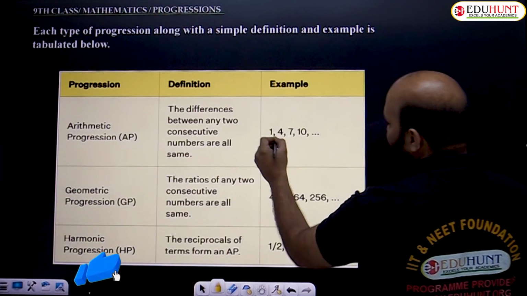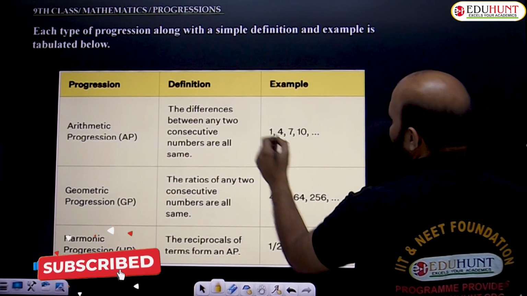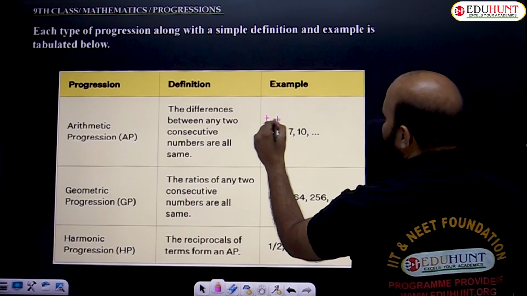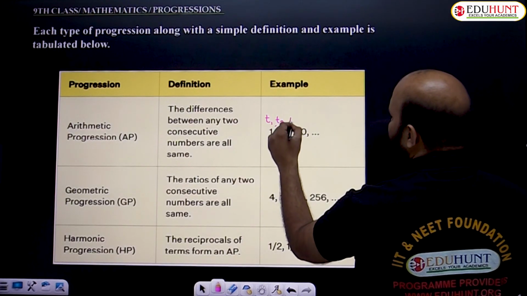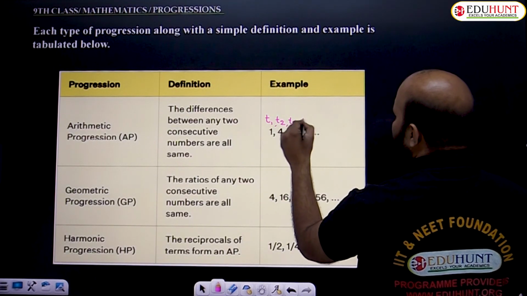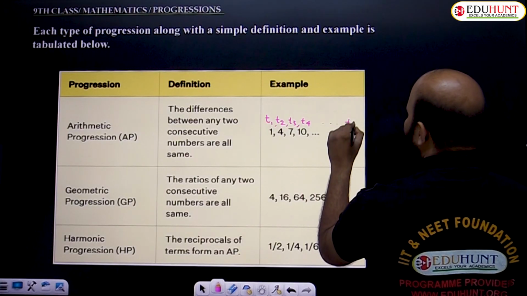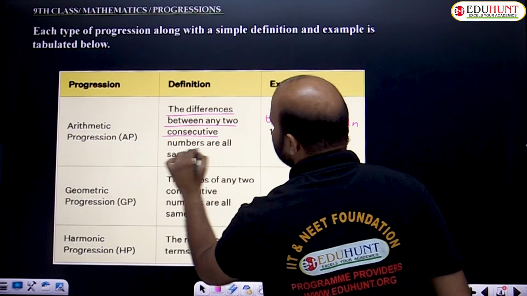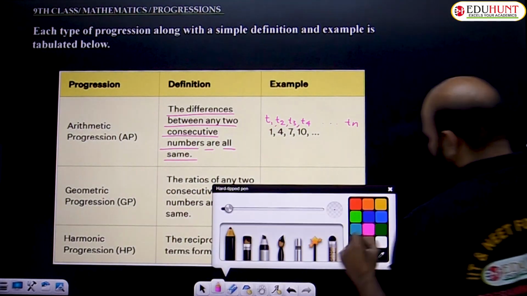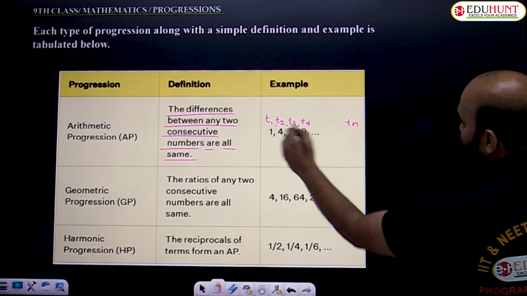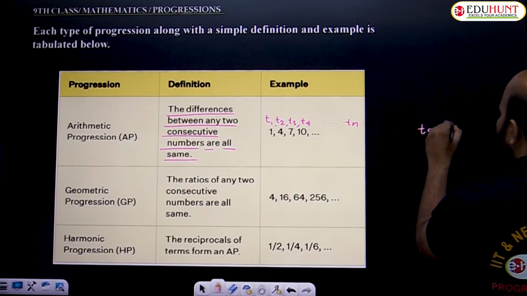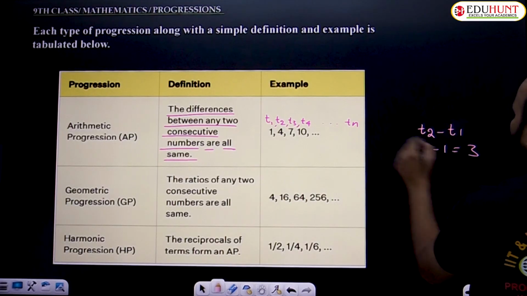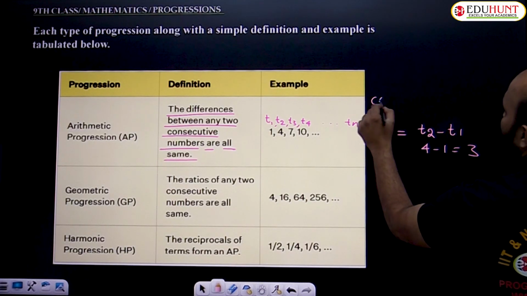So how will we get the common difference in these terms? Here the first term is 1, written as T1. The second term is T2, which is 4. The third term is T3, the fourth term is T4, and so on, the nth term Tn. Am I clear? So the differences between any 2 consecutive numbers are all the same, nothing but equal. So what is the T2 minus T1 value? T2 minus T1 equals 4 minus 1, which equals 3. That is called the common difference. Here D stands for common difference.